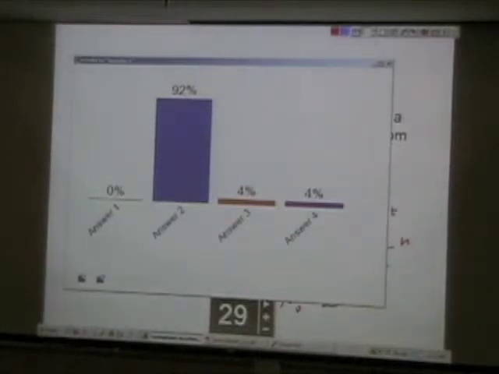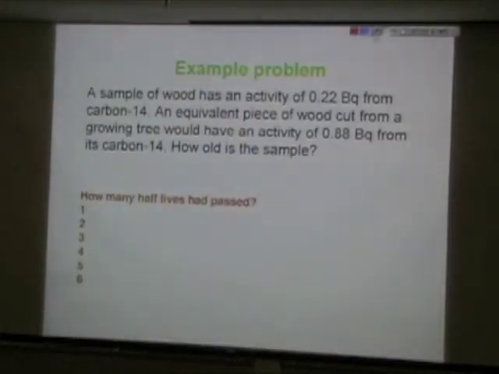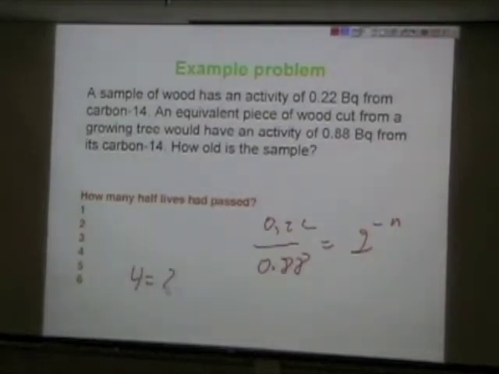law of radioactive decay in terms of activities. So 0.22 over 0.88 is supposed to be equal to 2 to some power. Well, it's easier to invert the whole thing. So 4 is supposed to be equal to 2 to the number of half-lives. That's supposed to be 2. And now, if we know that a half-life is about 6,000 years, 6 times 2, about 12,000 years old, this piece of wood.